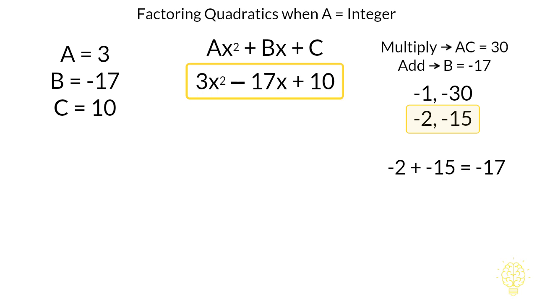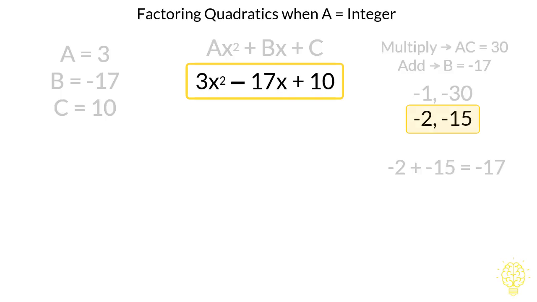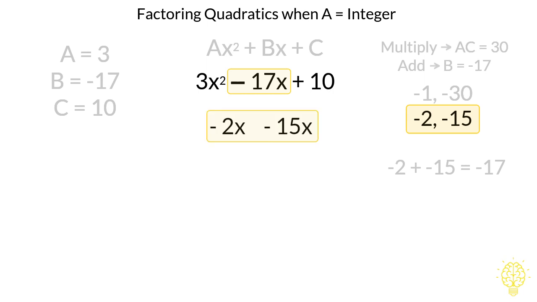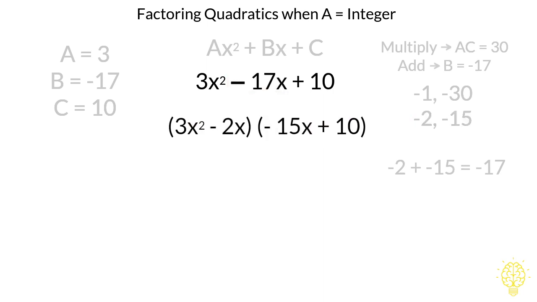Okay, here's what to do with those numbers. We rewrite our expression, and instead of using negative 17x as our middle term, we replace that with negative 2x and negative 15x. Next, we draw parentheses around the first two terms and the last two terms. Then, we factor out the greatest common factor from each group.